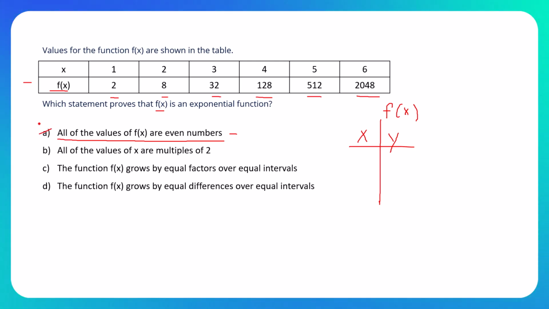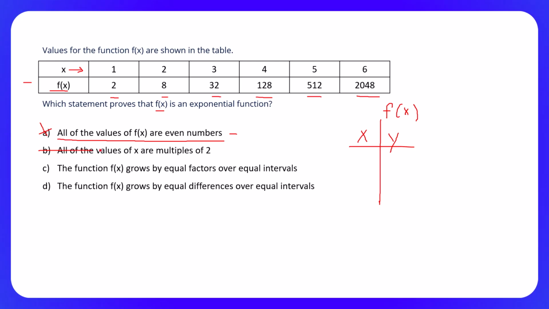All of the values of x are multiples of 2. So I'm going to look at x. Now, all of the values of x are not multiples of 2. 1 is not a multiple of 2. 2 is a multiple of 2. 3 is not a multiple of 2. 4 is. But 5 isn't. Every other number is a multiple of 2. So this isn't even a true statement.